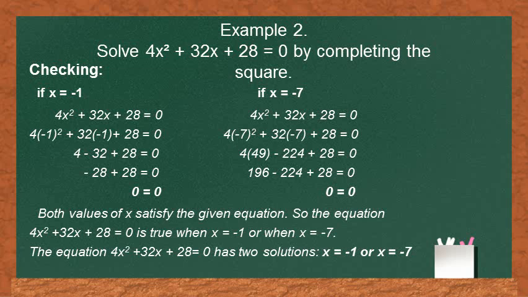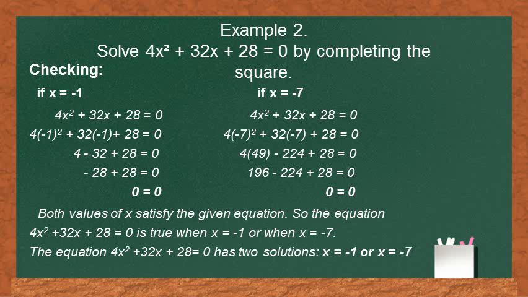So 4 times 49, we have 196 minus 224 plus 28 is equal to 0. So 196 minus 224, we have negative 28 plus 28 is equal to 0. Then 0 is equal to 0. Both values of x satisfy the given equation.